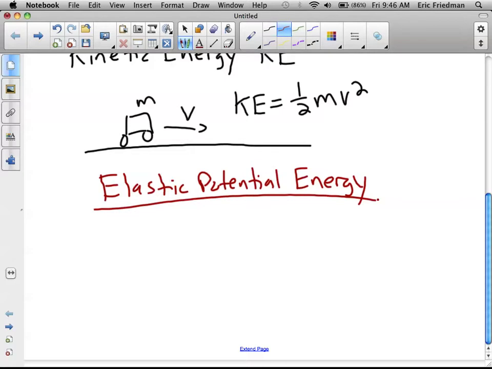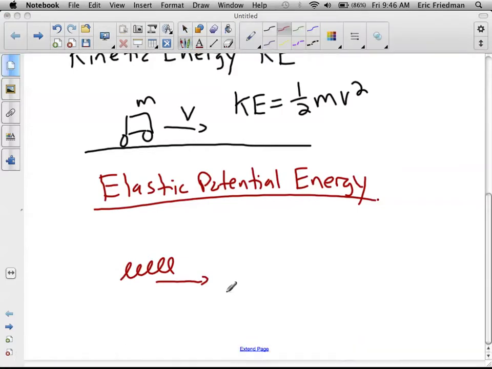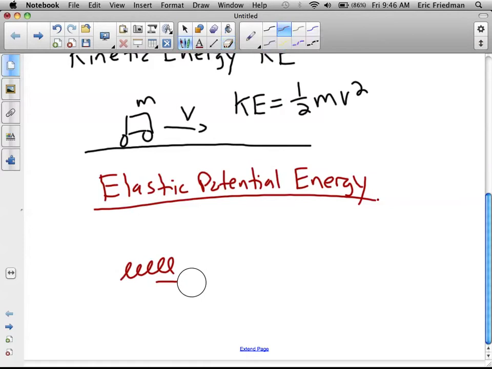The way we're going to do that is if we take a spring and then we stretch the spring by a certain length. Let me redraw that actually. So there's our spring at rest. And then what we're going to do is we're going to stretch that spring by a certain length. We're going to call that x.